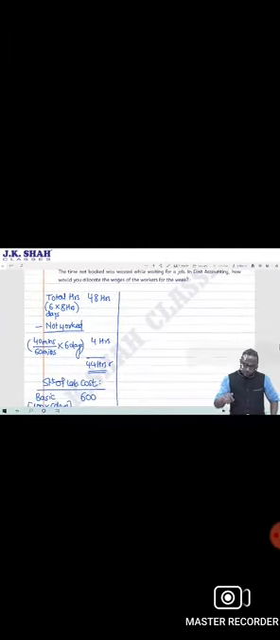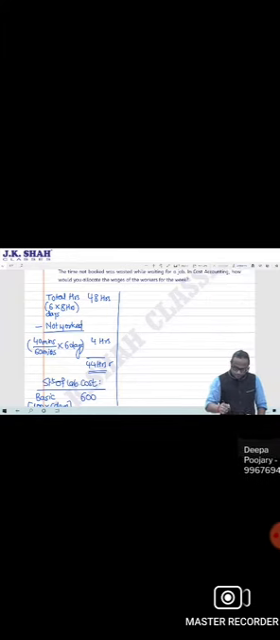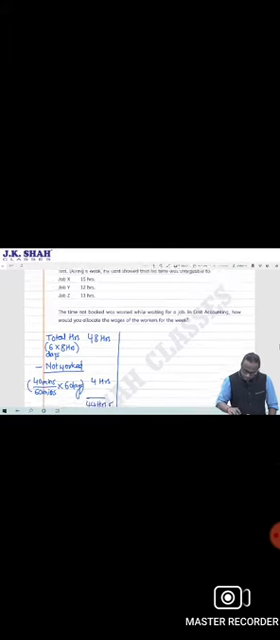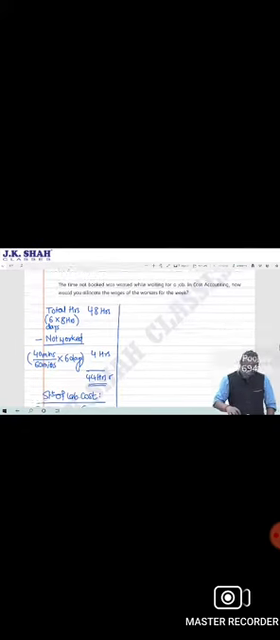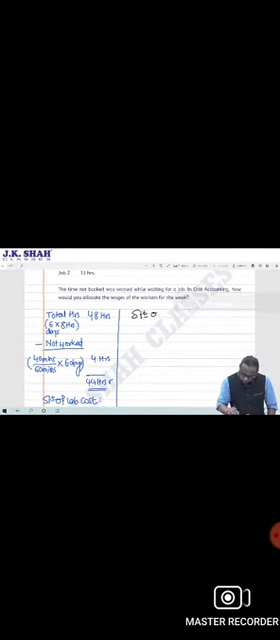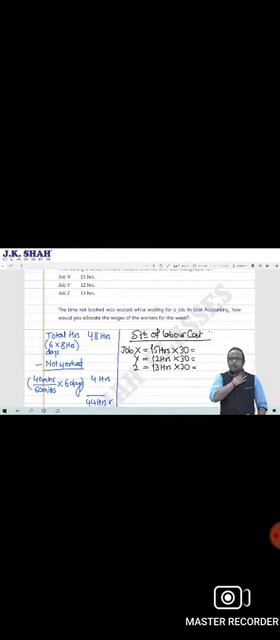The time not booked was wasted while waiting for the job. In cost accounting, how would you allocate the wages of the worker for the week? It's very simple. Please understand this. Statement of labor cost allocation. Please concentrate. Job X, job Y, job Z. 15 hours, 12 hours, and then 13 hours. Rate is 30 per hour, no?